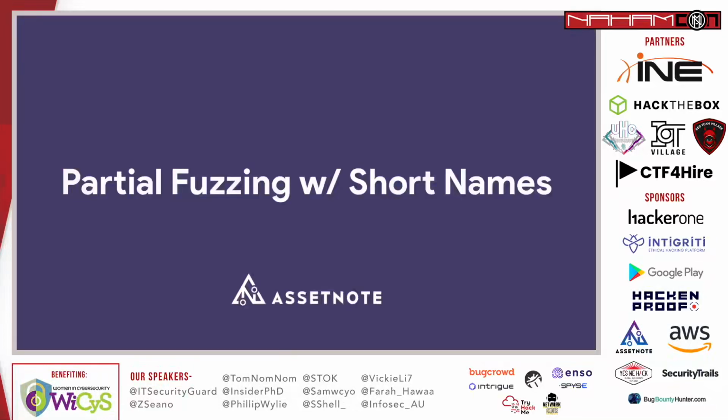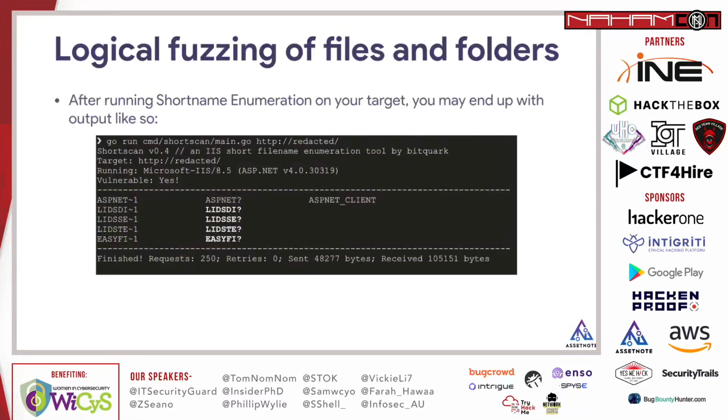Another thing that I want to go through is partial fuzzing with short names. If you've ever watched any of my videos on IIS short name scanner, this might be relevant to you. You might want to run short name enumeration on any IIS target you come across, and you might see something like this. In this example, you can see that we've got a couple of folders that have been detected, but not the full folder name, just a partial folder name, as IIS short name scanner does. You can see that these folders are named LIDS DI, LIDS SE, LIDS TE, and then EASY FI.